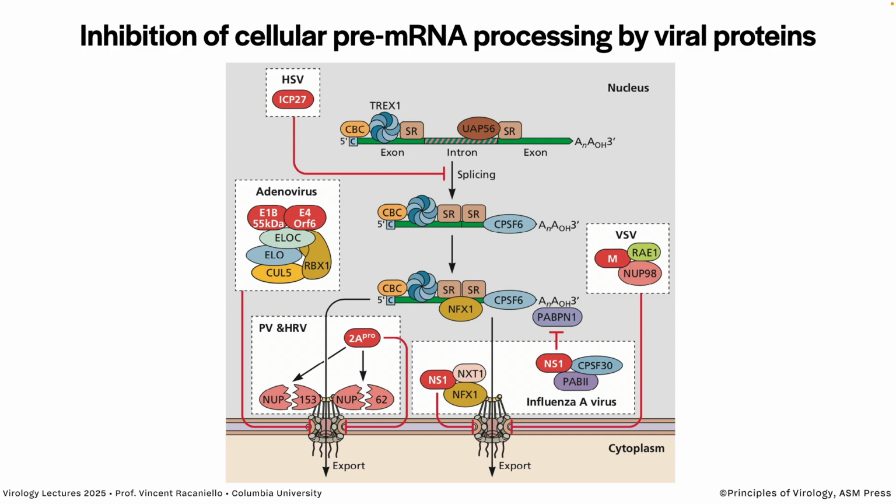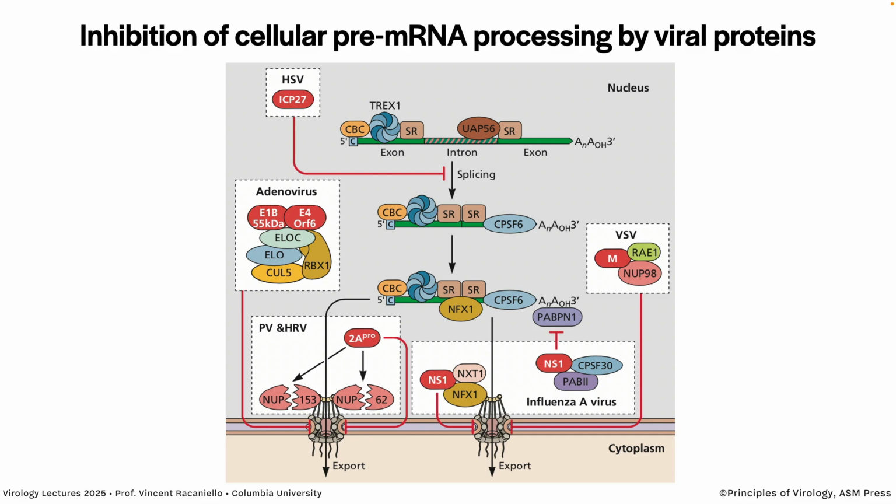Viruses interfere with splicing. And so here is a pre-mRNA in the nucleus with 2 exons and an intron. And all the splicing proteins are bound to it, right, to get ready to splice out the intron. A herpes simplex protein inhibits splicing. And then what else? What do we have?